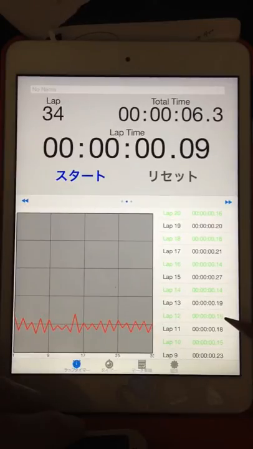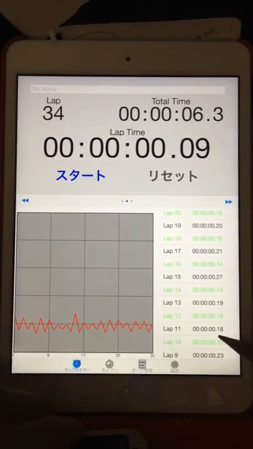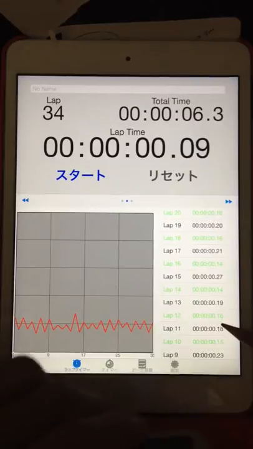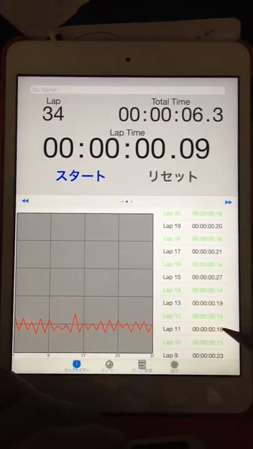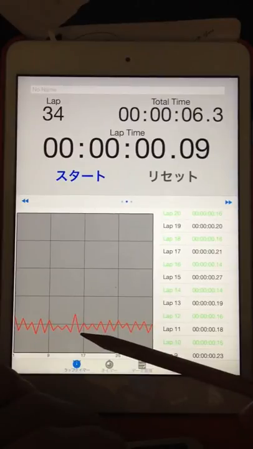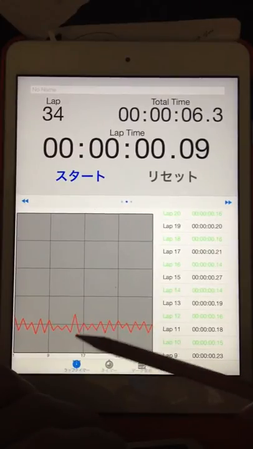Difference is 2. 2 means 20 milliseconds. And 3, difference is 5 milliseconds. And difference is 130 milliseconds.